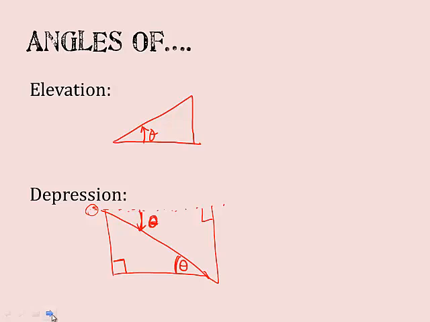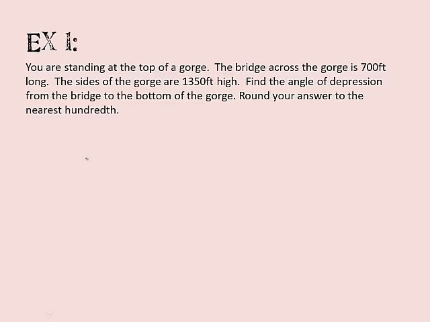It's very important that you draw pictures and understand the concept of what's happening. Alright, so look at this example. You're standing at the top of a gorge. The bridge across the gorge is 700 feet long. The sides of the gorge are 1350 feet high. Find the angle of depression from the bridge to the bottom of the gorge. Okay, a gorge is like a canyon, right? Kind of like a big old canyon, right?